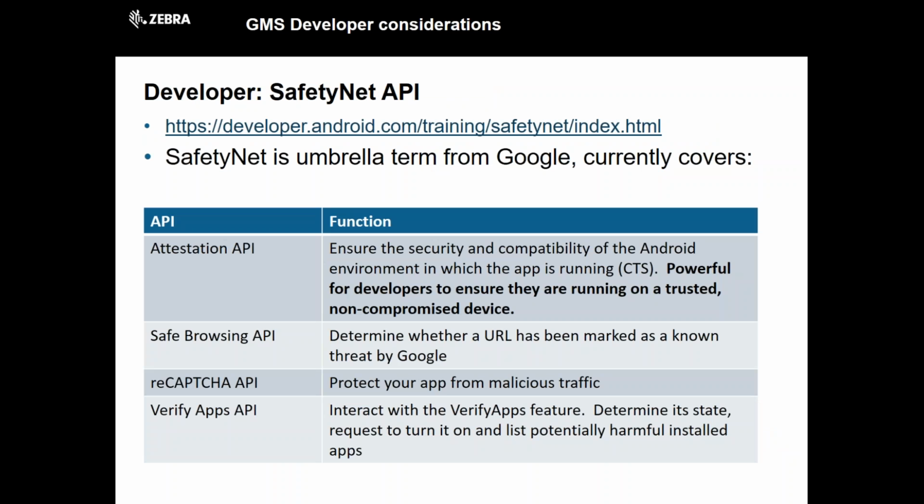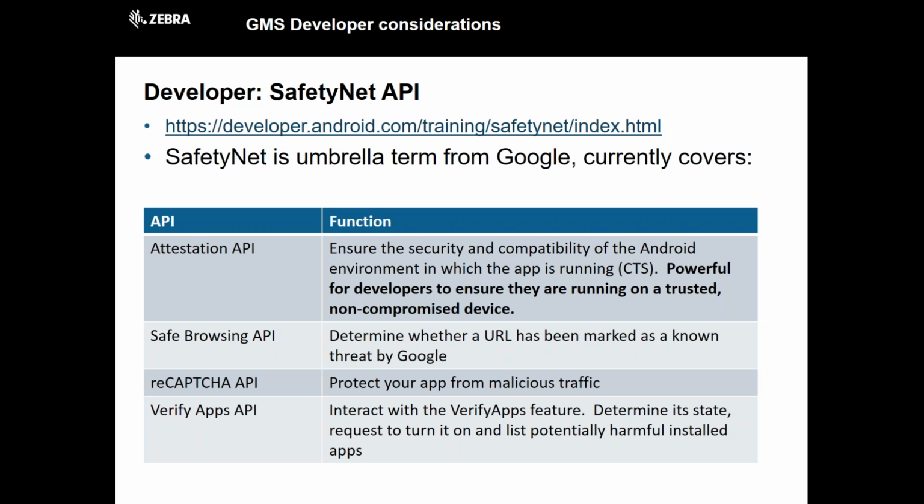Moving on, SafetyNet API. This is a hugely powerful set of APIs which Google have. SafetyNet is the umbrella term, and there's the link there to Google's pages for SafetyNet.